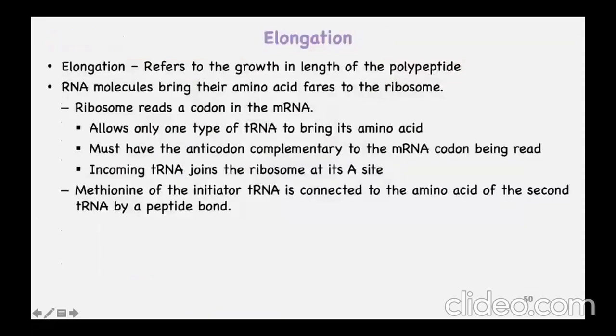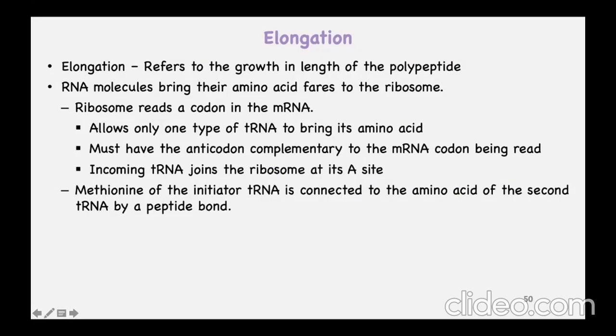Okay, so elongation. Elongation refers to the growth in length of the polypeptide. So the tRNA molecules bring their amino acids to the ribosome. Ribosome reads the codon in the mRNA, so it allows one type of tRNA to bring its amino acid. Okay, so bila ada codon, they must have the anticodon, which is complementary to the mRNA codon being read. So the incoming tRNA joins the ribosome at the A site, okay, at the amino acid site.